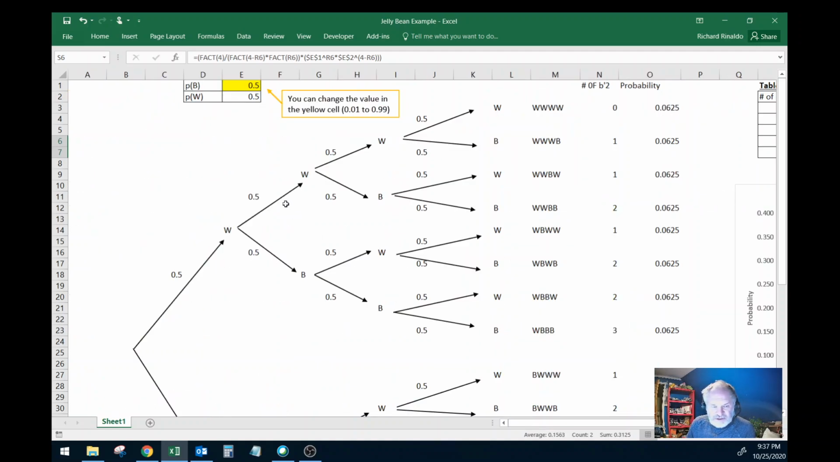Now, what you can also do with this chart is, I have it for 0.5 and 0.5. You can change the yellow to any combination between 0.01 and 0.99. So let's say that 90% of the jelly beans in that jar are thought to be black. I can change the probability of picking a black one to 0.9, and that updates my chart. Here are all the probabilities. So white is 0.1. 0.1 times 0.1 is 0.01, 0.001, 0.0001.